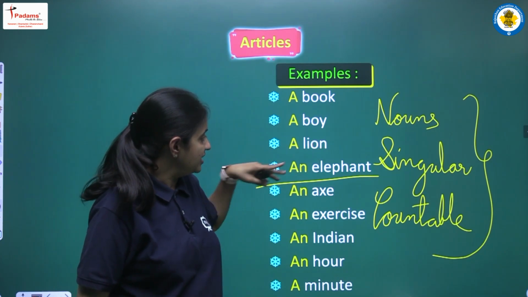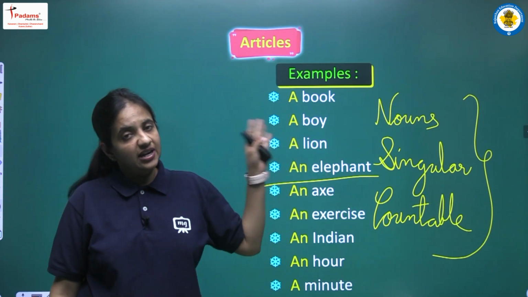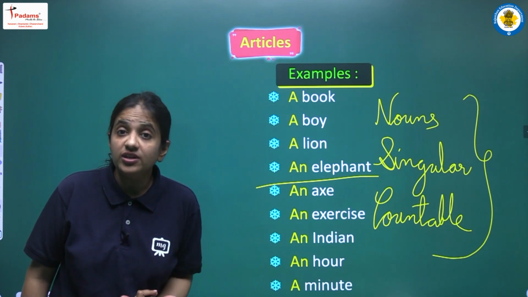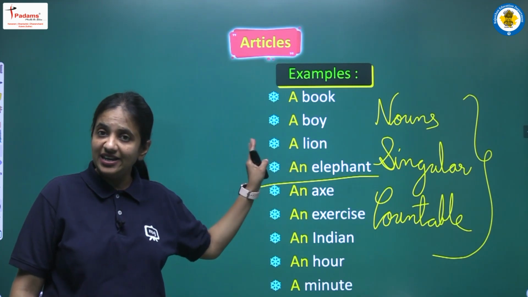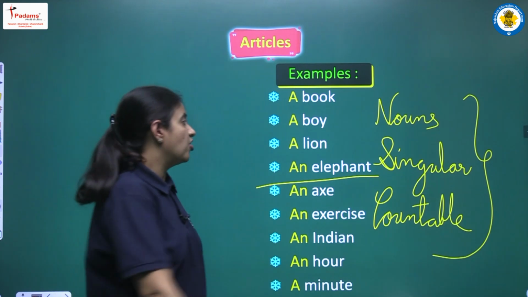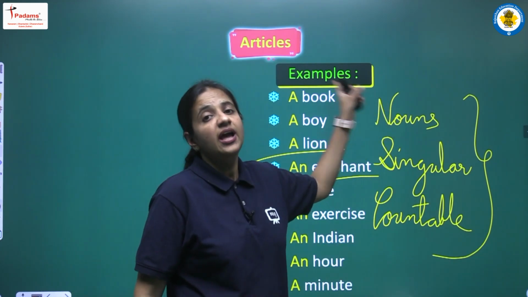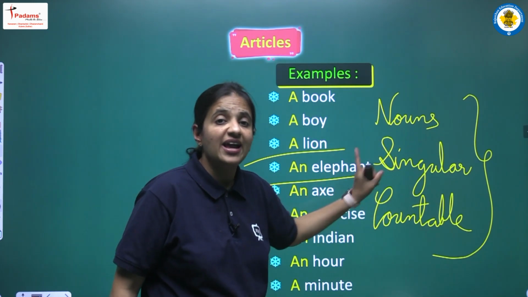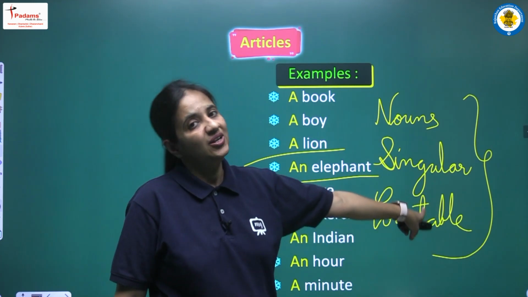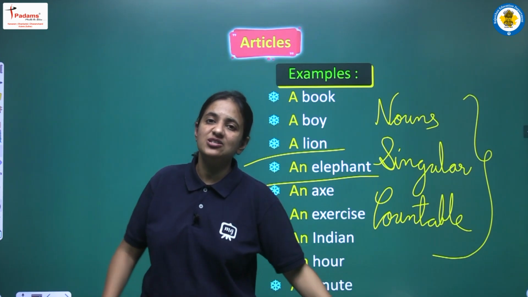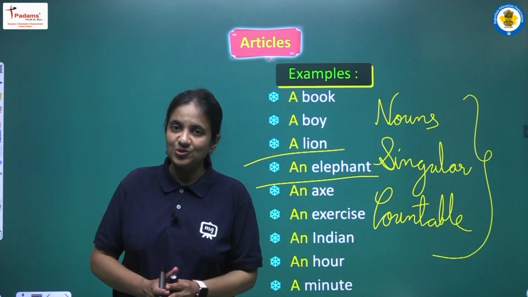In this example we have lion. In lion we have a consonant sound, so we use A here as the article. So according to sound we can use the articles, but there should be a noun, and that noun should be singular and countable. I hope the uses of A and AN are clear to you all.